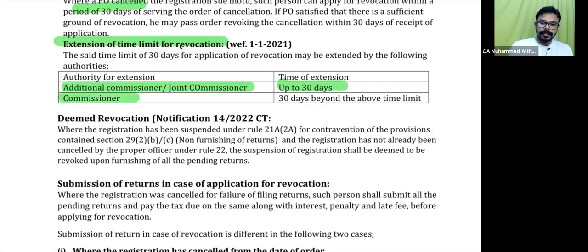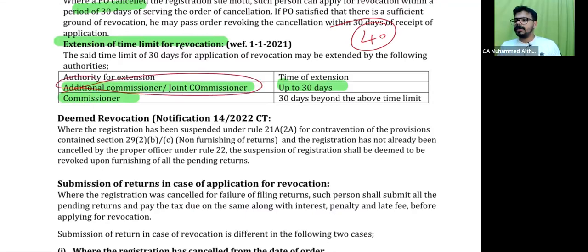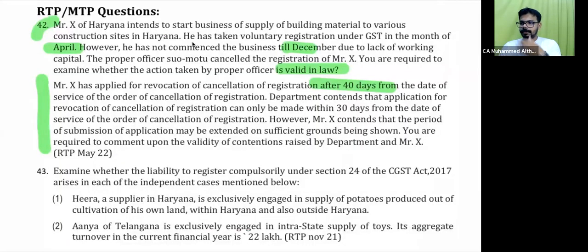Now, in our question, he is at 40 days. That means 30 days got over, then the next 30 days. So you can write here that he can still apply for revocation, but with prior approval of the additional commissioner or joint commissioner. So the action of the department is not tenable, not valid. Clear? Is that clear, everyone?